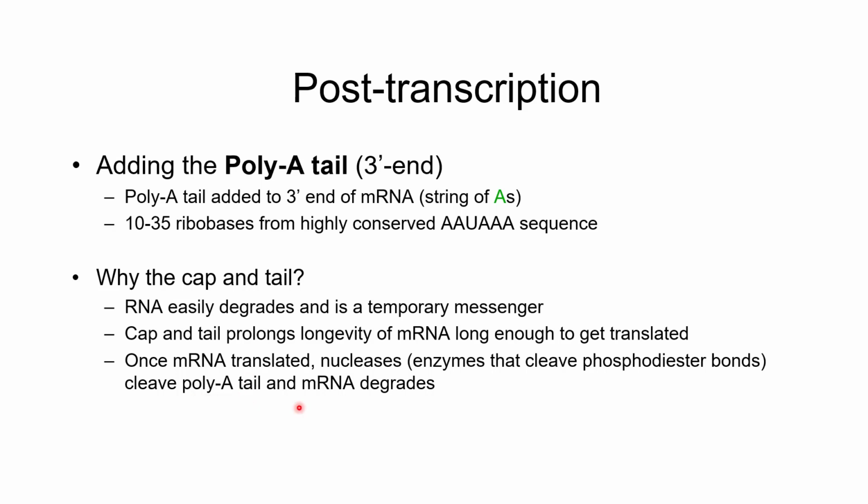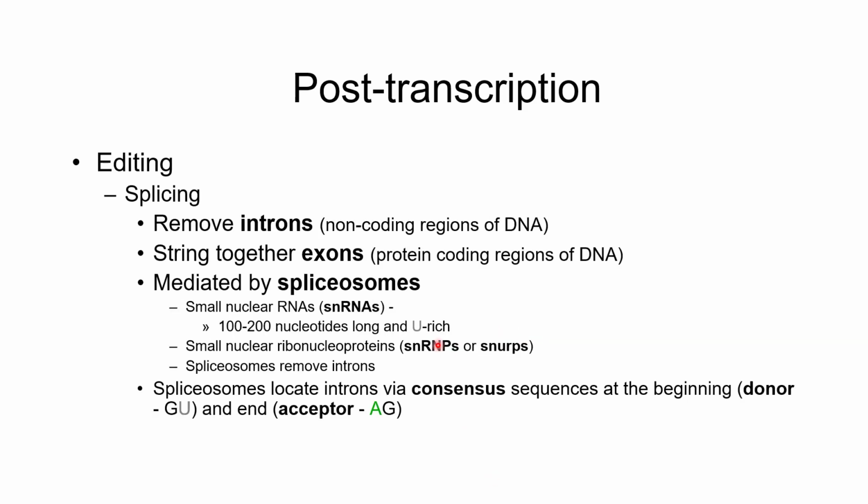They can also be used as signal molecules to have mRNAs degraded by very specific nucleases. So there are some nucleases that actually recognize this site and cleave it off, and that causes the mRNA to decompose really quickly. So the cell can target the destruction of mRNAs if it needs to, using the poly A tail. The last post-transcriptional modification I want to talk about is editing, or what we call splicing.